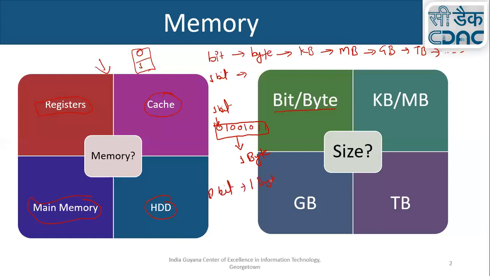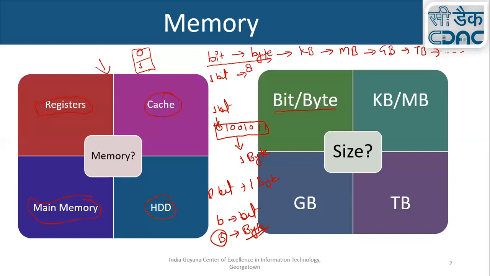Generally in the notation, if I say small b, that means bit. And if I put the capital B, it means byte. This is the only difference here. From bit to the byte, you require 8 bits. So 8 bits make a byte.